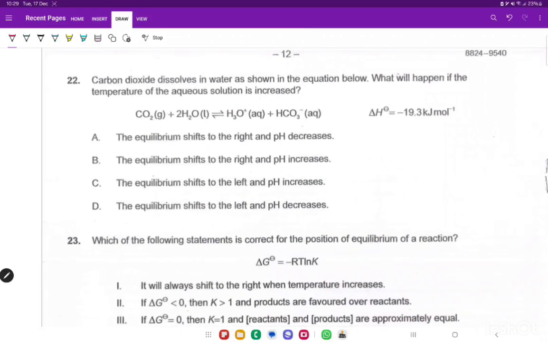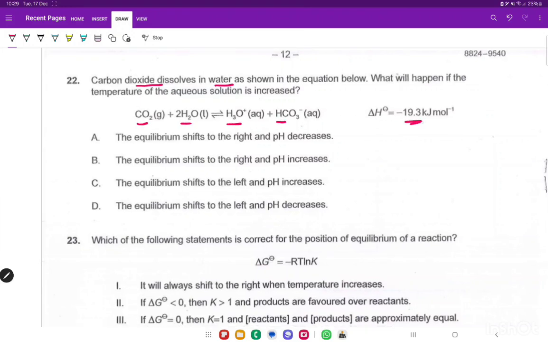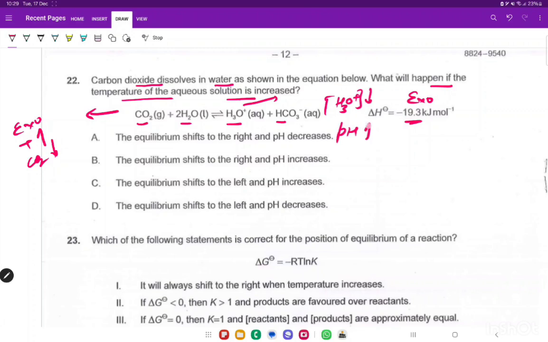Question 22. Carbon dioxide dissolves in water as given in the equation: CO2 plus H2O gives H3O plus and HCO3 minus. The reaction is exothermic in the forward direction, so delta H is negative. What happens if the temperature of the aqueous solution is increased? As it is an exothermic reaction, on increasing the temperature it will move in the backward direction. That is, CO2 and H2O are produced. The solubility of CO2 gas will decrease. Thus, the H3O plus ion concentration will decrease and the pH will increase.